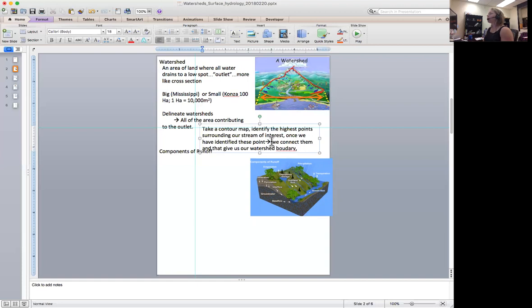And then we want to follow the contours, perpendicular to the contours, and that's going to be our general flow path that we'll think about in terms of topographic controls on flow. So then follow perpendicular to the contours to identify flow paths.